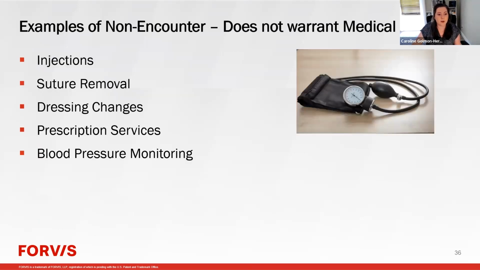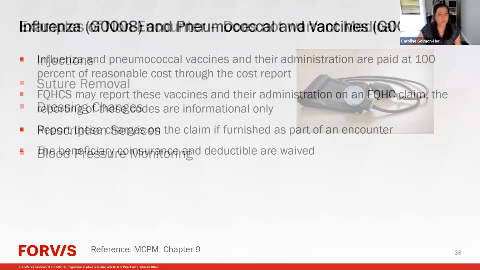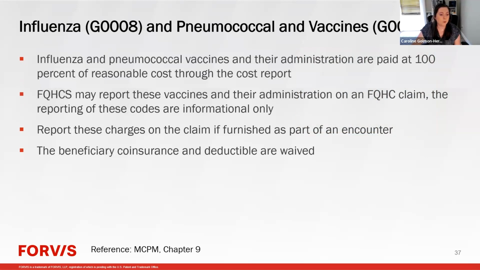So some examples of non-encounters, or encounters that do not warrant medical necessity, would be injections, suture removals, dressing changes, prescription services, and blood pressure monitoring. So your influenza vaccine, which is G0008, and your pneumococcal vaccine, which is G0009, and their administration are paid at 100% of reasonable cost through the cost report.